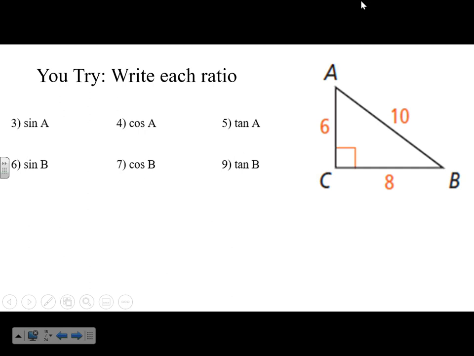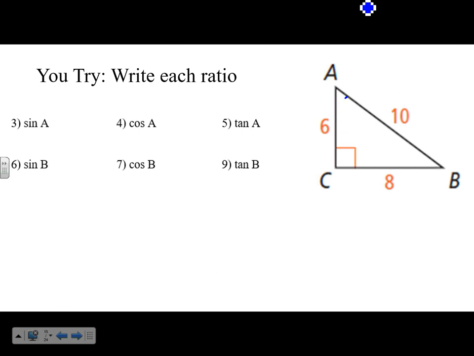So again, I know we're drilling this into the ground, but now you can try some of these out. The sine of A, opposite over hypotenuse. And if you want to label these, you can, but just remember, if you label them for A, that's going to be different than B. If you're labeling for A, this is the opposite, this is the adjacent. But if you label it for B, it's going to be the opposite way, so be careful with that.